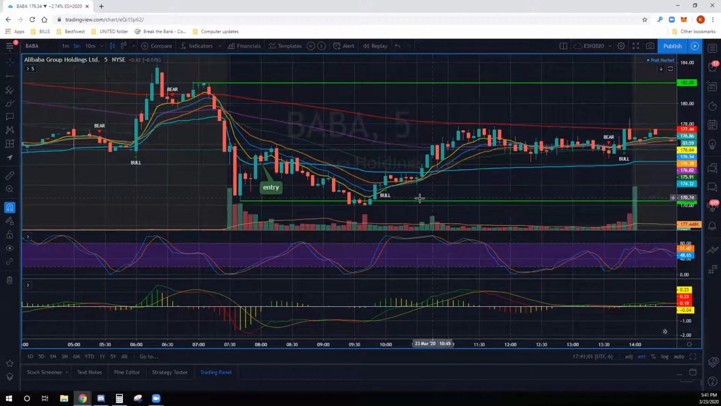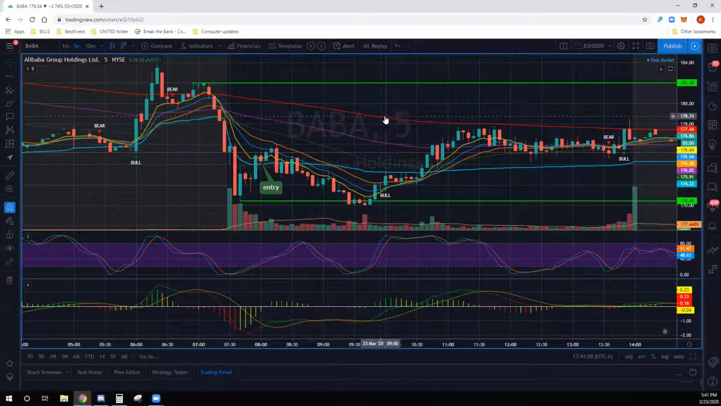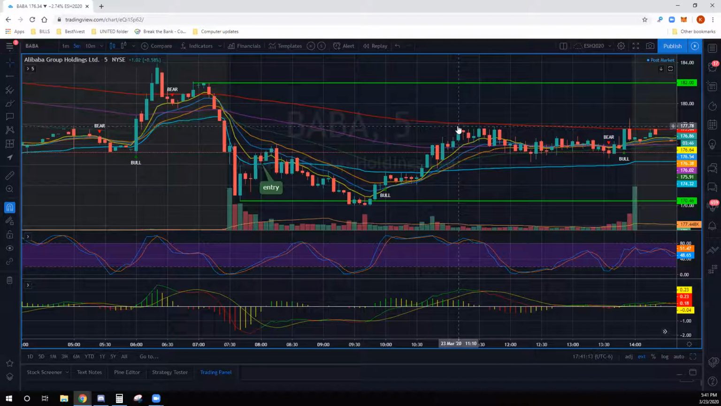So you just have to be emotionless here when you're a technical analysis trader, and know that when you get up to this red 200 moving day average, it's pretty strong. It's pretty hard to break. You need to go ahead and sell your position and look for another opportunity.